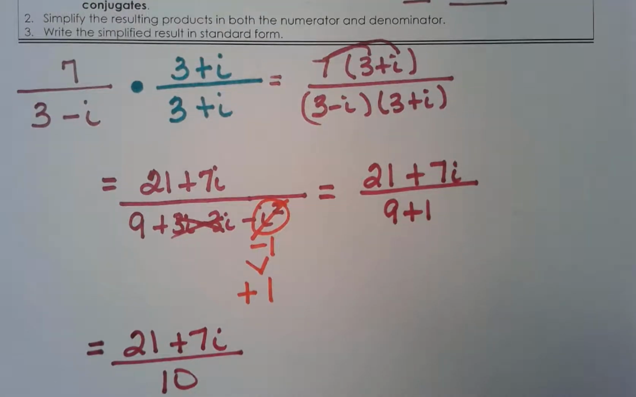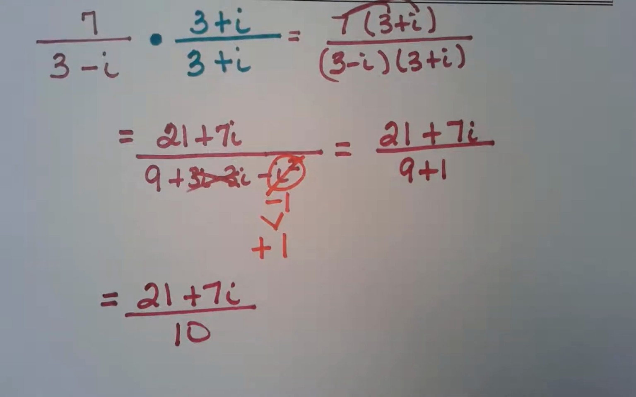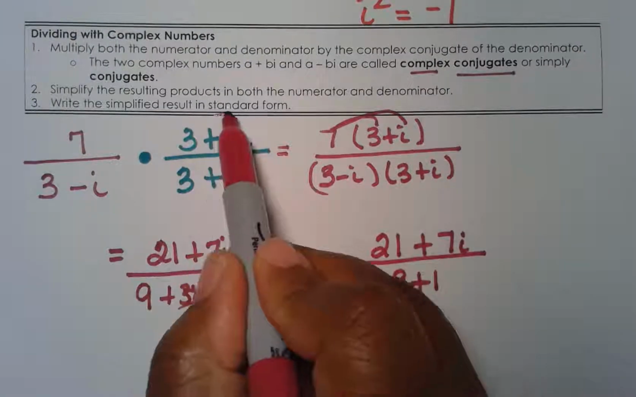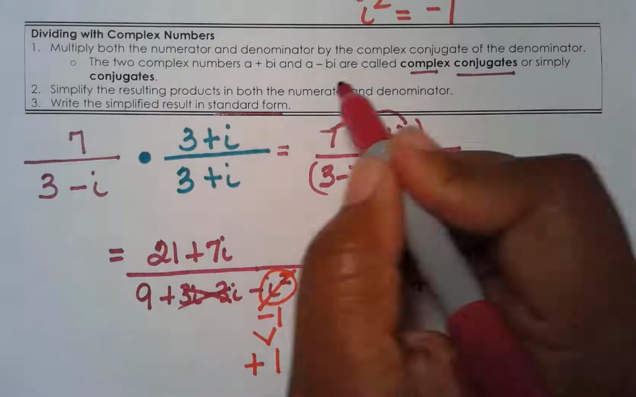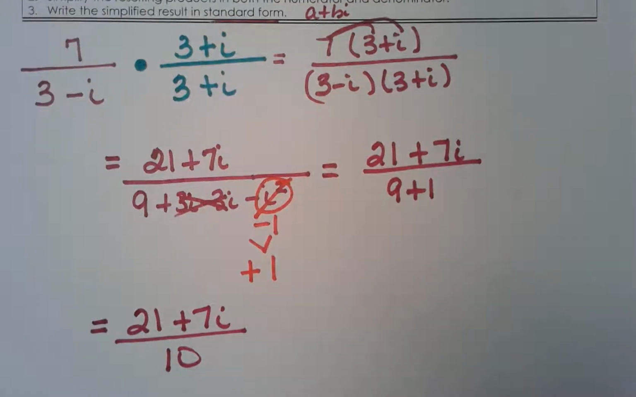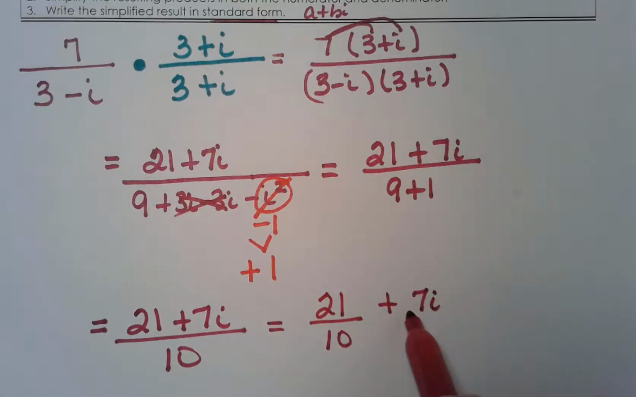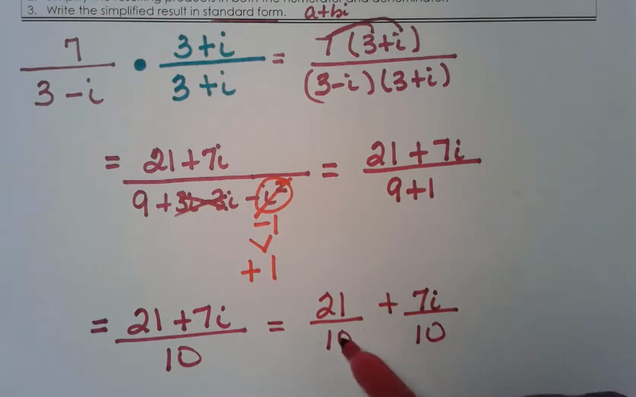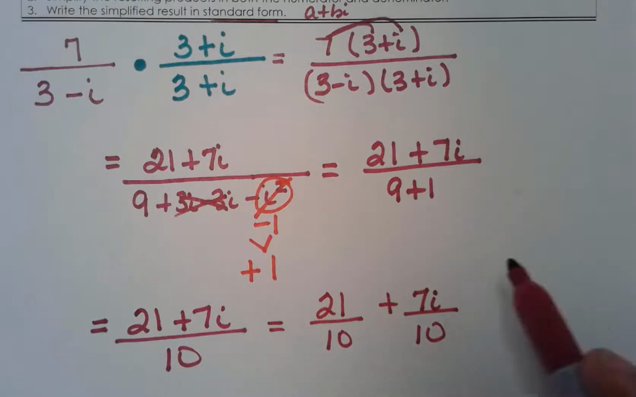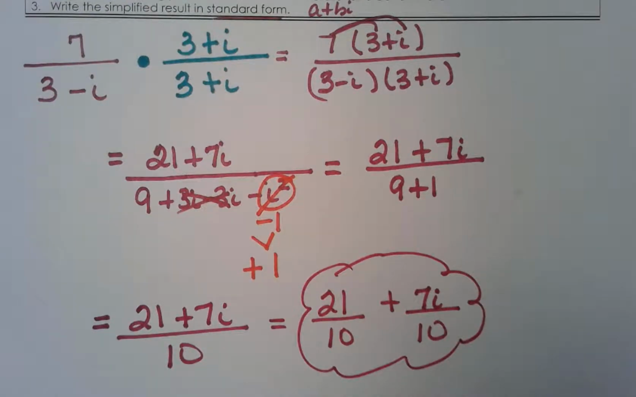Now I'm pretty sure the math program that we're using in class is going to ask you to write your answer in standard form. Standard form is the a plus bi form. So we're going to write this as two separate fractions: 21 over 10 plus 7i over 10. And if we can reduce each fraction, we do so. If not, we are finished. And for this example, we can't do any reducing, so we are done.